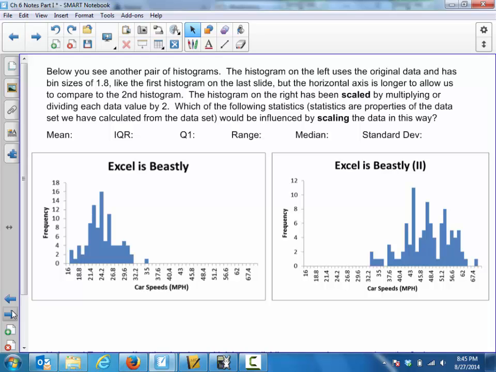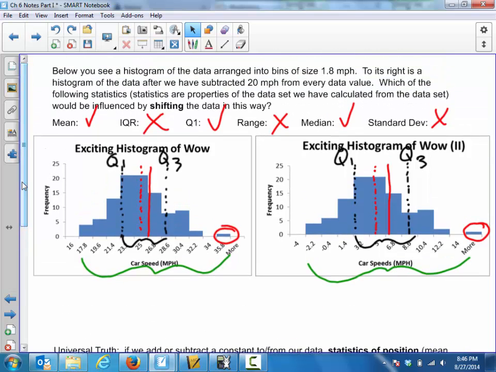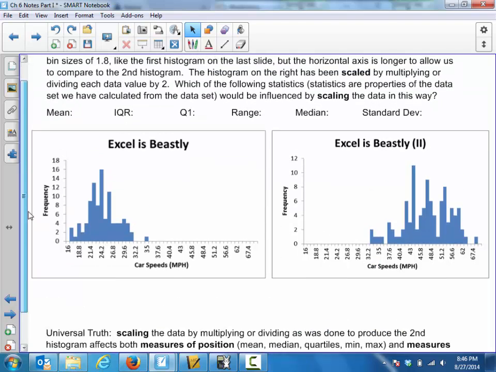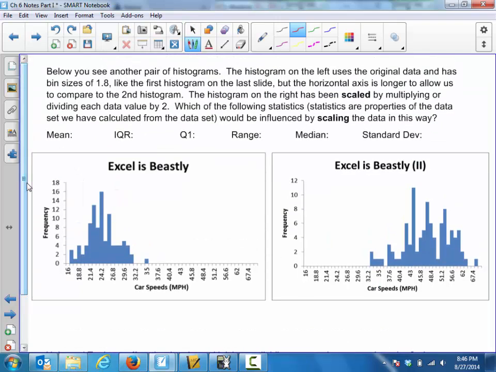We call this scaling, when you multiply all the data values or divide all the data values by the same number. Right, so which of the following statistics would be influenced by scaling the data in this way? I would like to avoid cutting things like I did here to show you the IQR, median, mean, etc. Just in the interest of time, let's see if we can see which ones would change. Would the mean change? Absolutely. Mean was low over here, let's say in there. Mean right over there, so absolutely the mean changes.